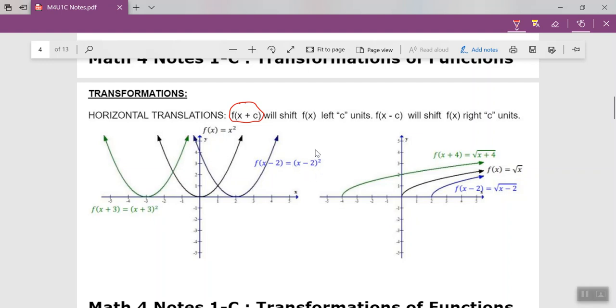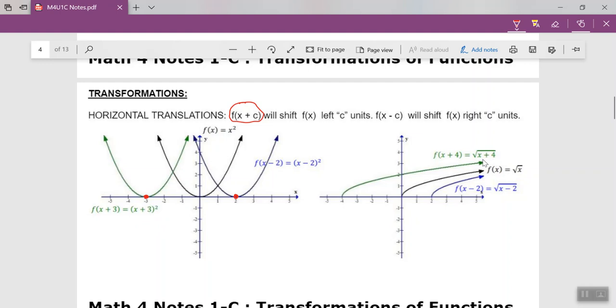If I see x minus 2 squared, I'm going to take my parabola and move it 2 units to the right, not the left. Again, we're going backwards of what the sign is. Over here we have x plus 3 quantity squared. Instead of going 3 right, we're going 3 left.